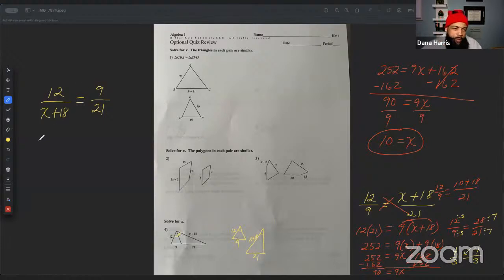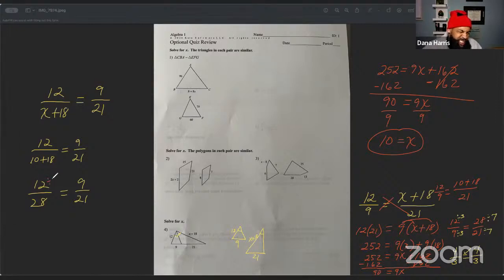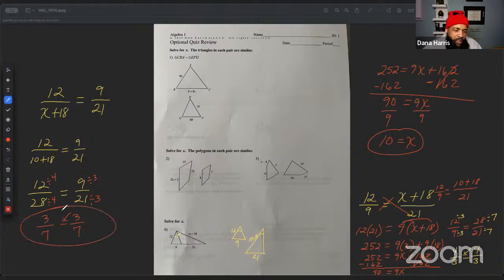All right. Same thing would happen over here if I had 12 over 10 plus 18. Does it equal 9 over 21? So 12 over 28. Does that equal 9 over 21? Then I want to say, okay, what's the greatest common factor between 12 and 28? It was 4. 12 divided by 4 is 3. 28 divided by 4 is 7. And then here I divide these by 3, because that's the greatest common factor. 9 divided by 3 is 3. 21 divided by 3 is 7. So we see that they do check out.